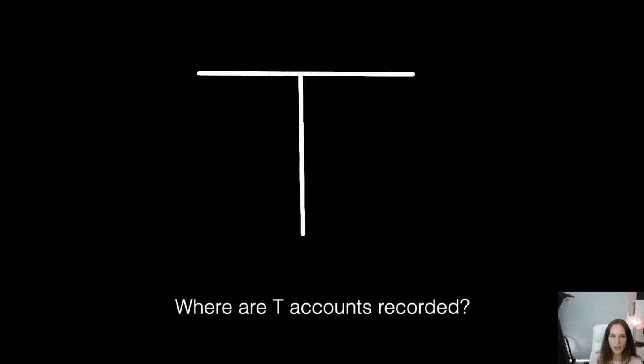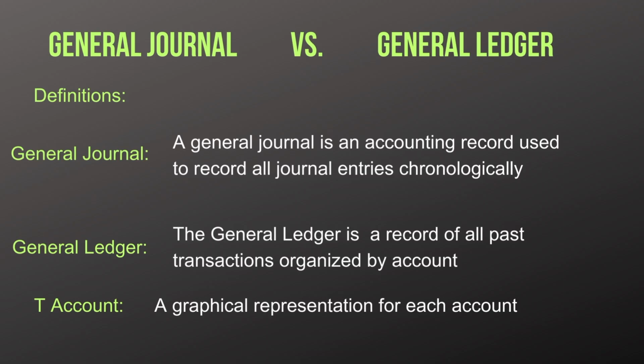As I said earlier, it's truly just a graphical representation of an account. In reality, it doesn't really live anywhere. It is just a way of memorizing and remembering and keeping track of the debits and the credits. All of the entries, all of the debits and all of the credits to these accounts are actually recorded first in the general journal, and then they all get transferred to the general ledger.